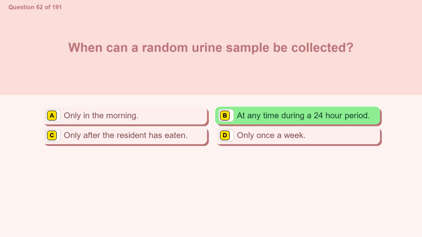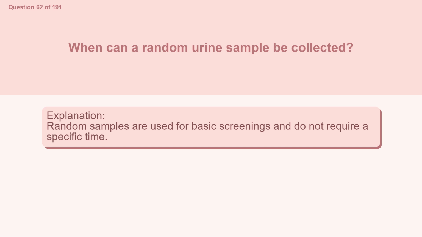The correct answer is option B. At any time during a 24-hour period. Random samples are used for basic screenings and do not require a specific time.